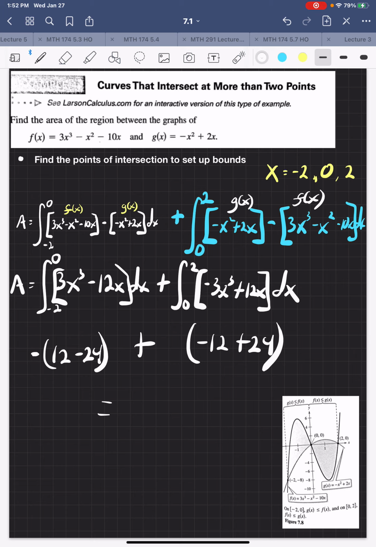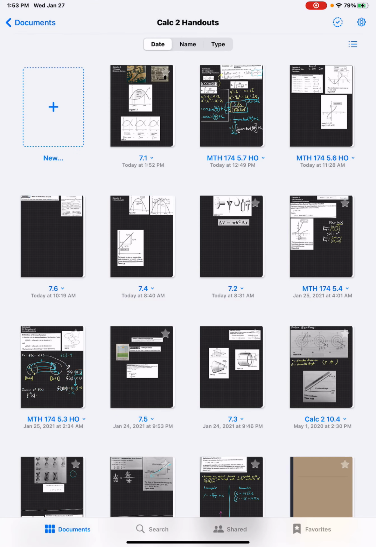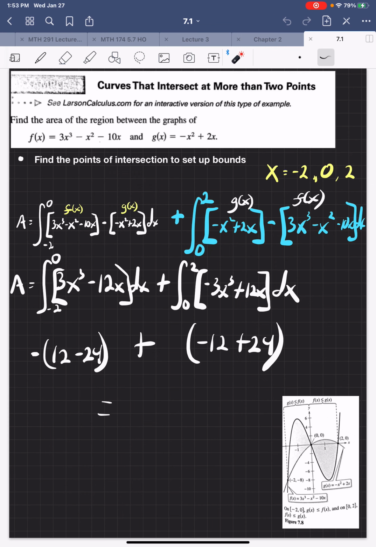let me make sure I'm doing that correctly. Something tells me I did some, let me make sure I did my arithmetic correctly. Did I lose my section? Let's try that again.